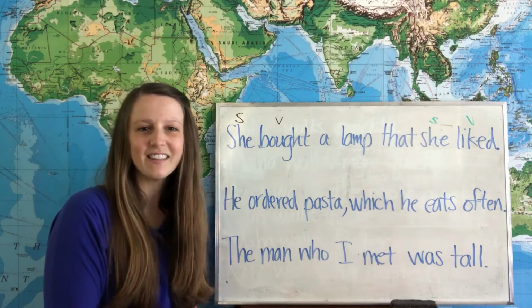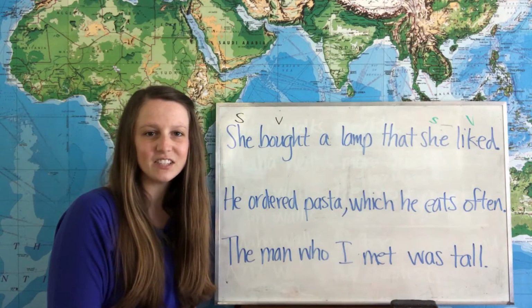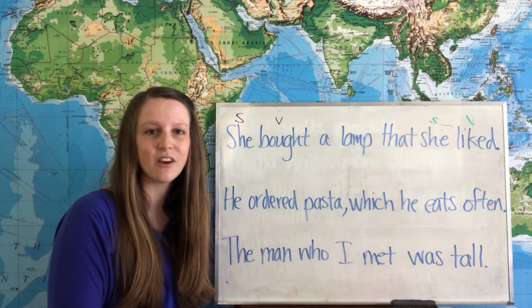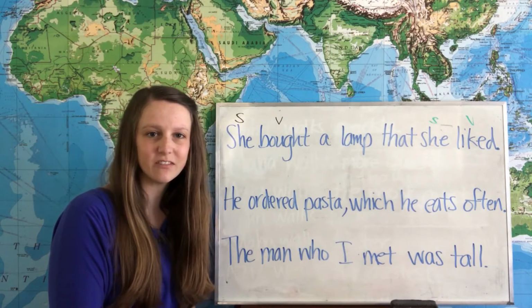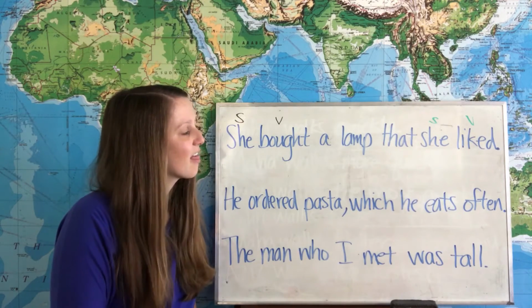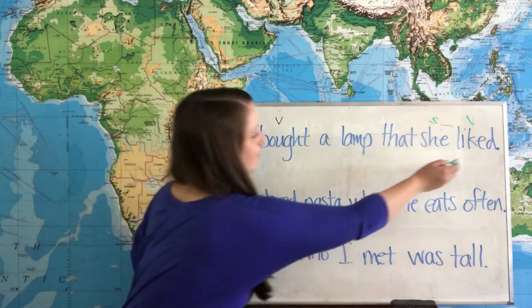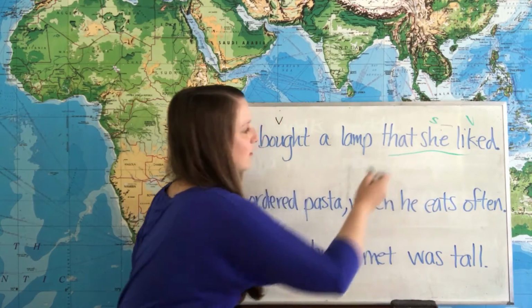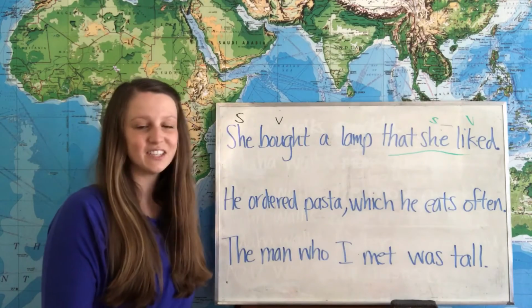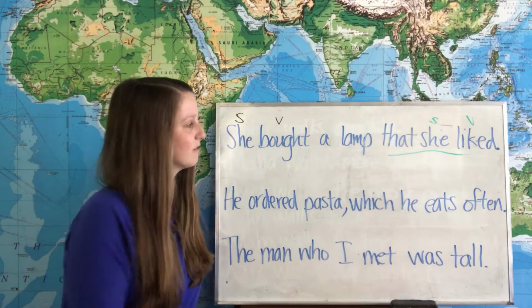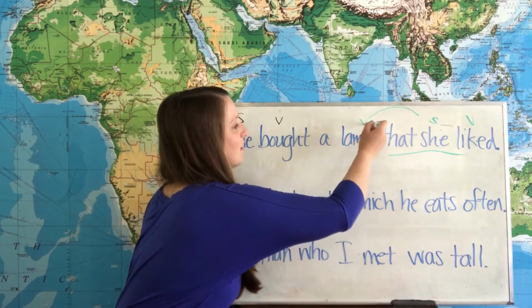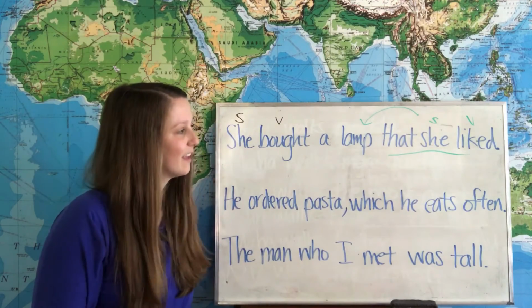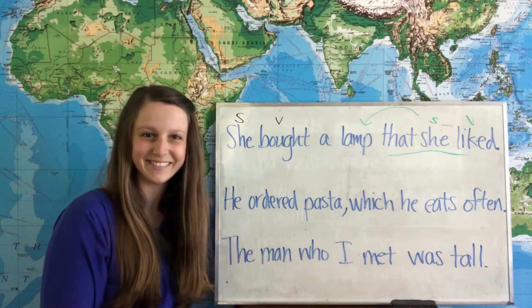Now we need to find the adjective clause. The adjective clause is a clause that describes a noun. The adjective clause in this sentence is that she liked. This adjective clause describes the noun lamp. It's a lamp that she liked.